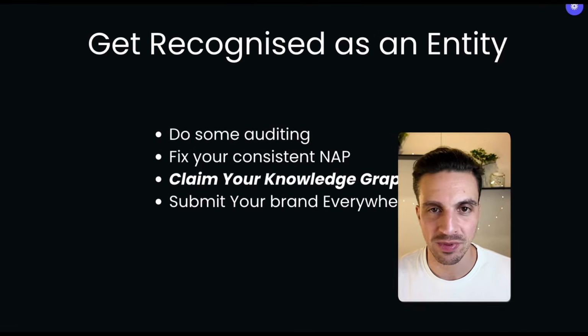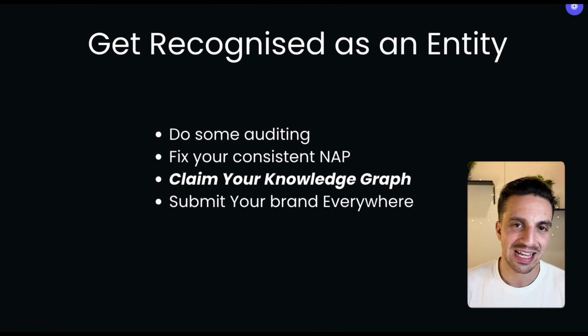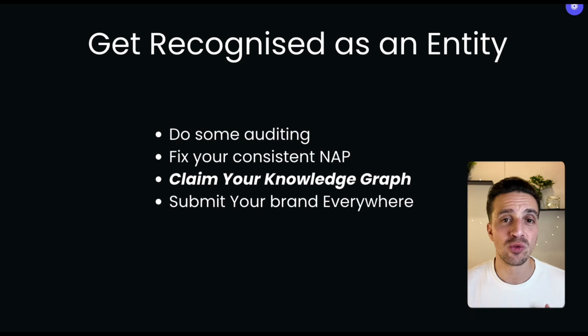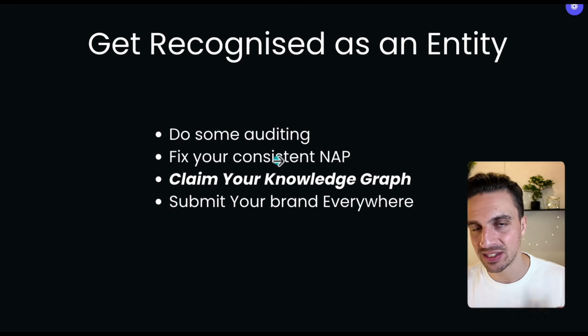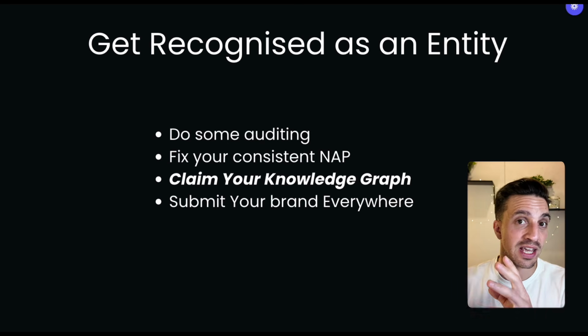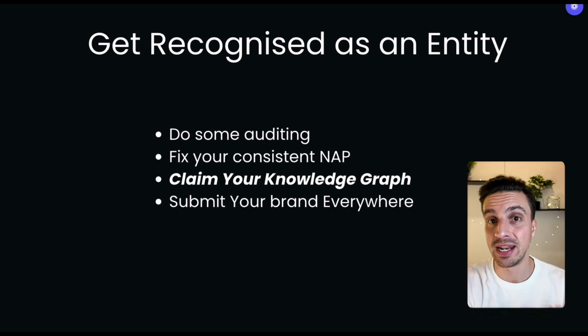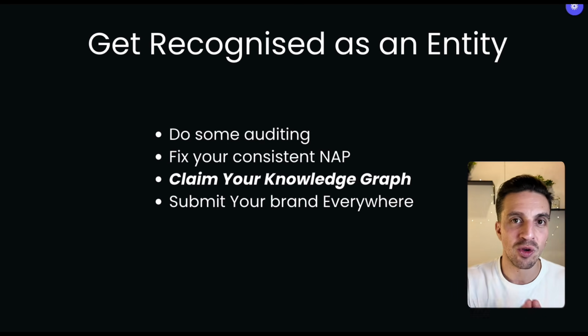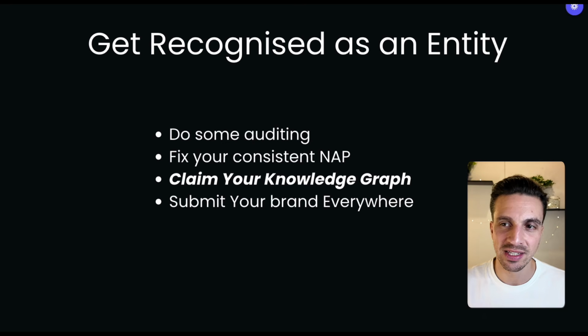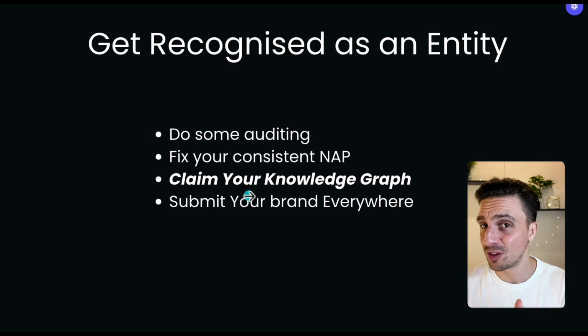So what are the first steps here? Number one is getting recognized as an entity, and we need to do a little bit of auditing. If you can, you need to fix the consistent NAP, that is name, address, and phone number, if it's a local business. If it's your brand name, at least your name, your email, and your website need to all be consistent. You need to claim your knowledge graph, which we'll get into in a second, and submit your brand everywhere. Now, there's a lot more things we need to do, but let's get to these right away.